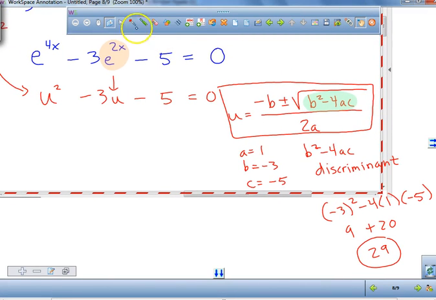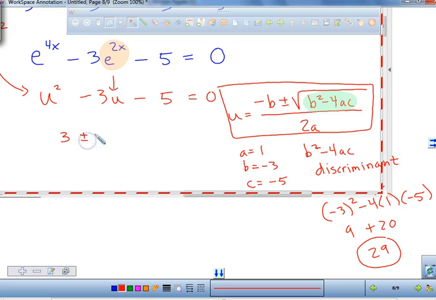So here we go. Negative b. What's my b value? -3. So we'll put 3. Plus or minus, what number am I going to write in the radical? 29. All over 2 times my a value. 2 times 1 is 2. So this is what u is equal to.